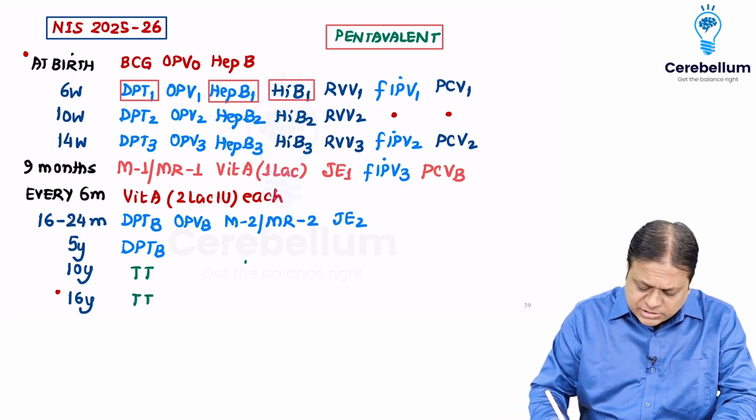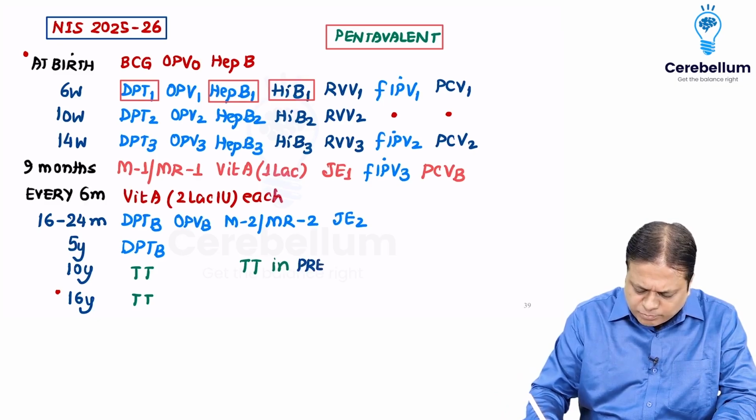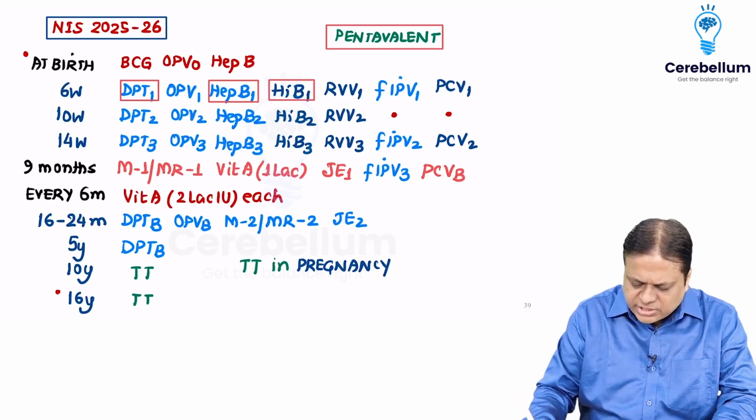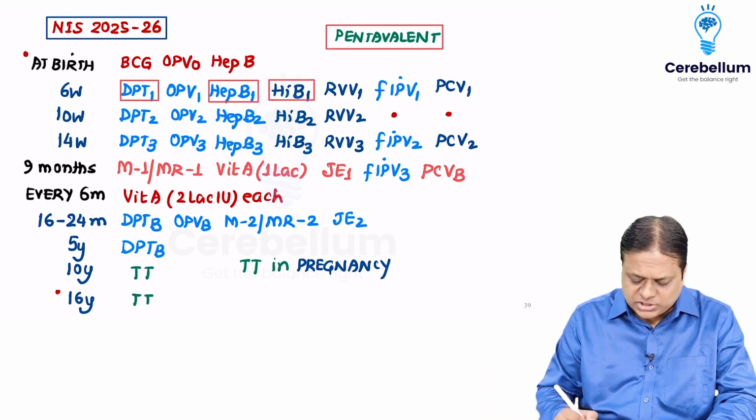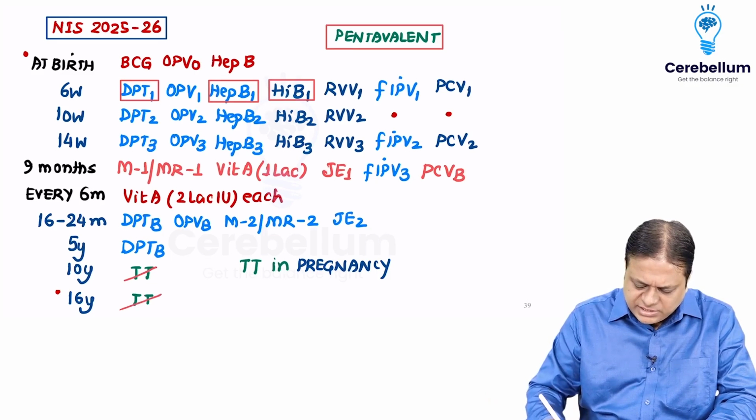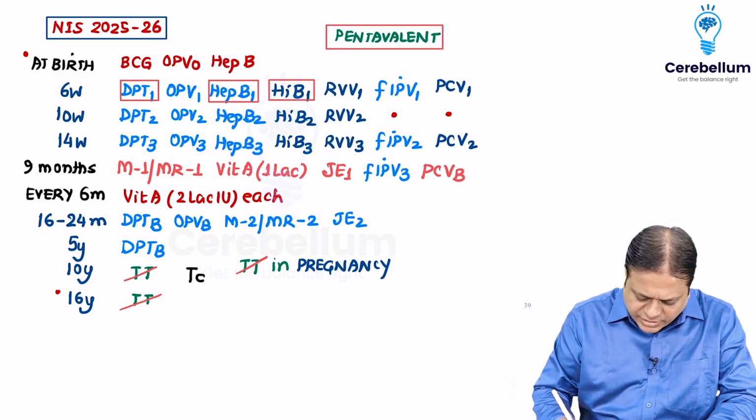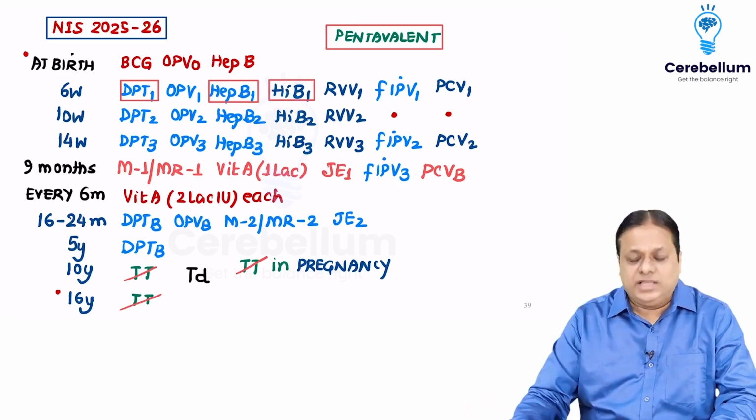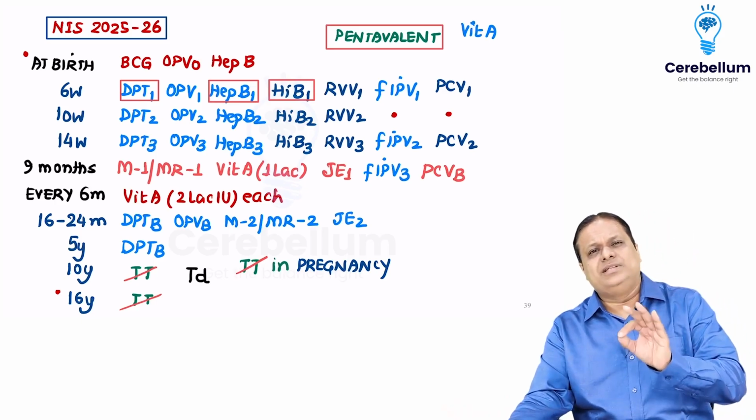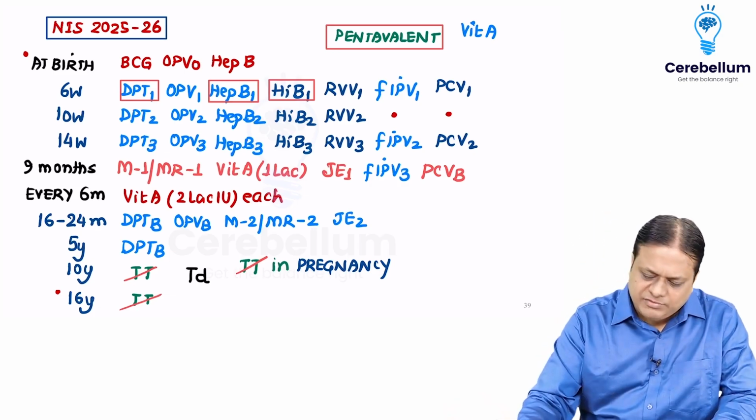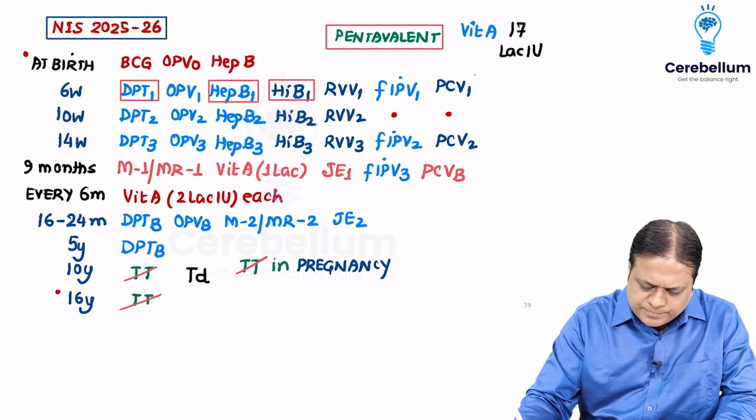Please remember, tetanus toxoid in pregnant female is also a component of national immunization schedule only. Now, latest change in the national immunization schedule, tetanus toxoid at 10 years, 16 years and pregnancy has now been replaced with a combination of tetanus and diphtheria, TD vaccine. If you look at vitamin A, we are giving 1 lakh at 9 months, then 2 lakh 8 times till 5 years of age, giving a total of 17 lakh international unit dose.